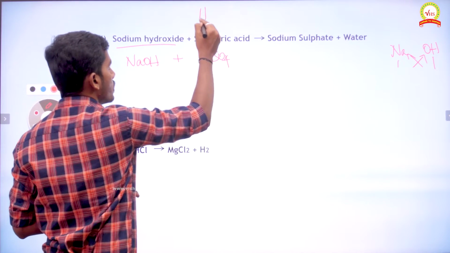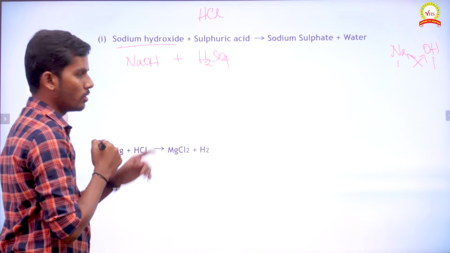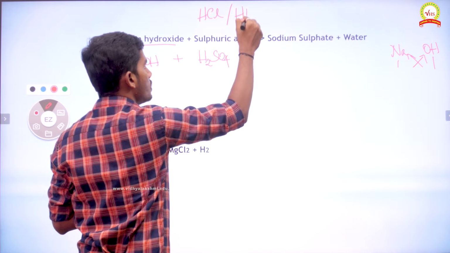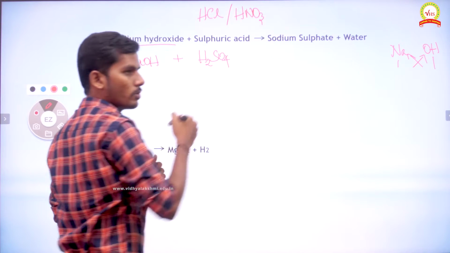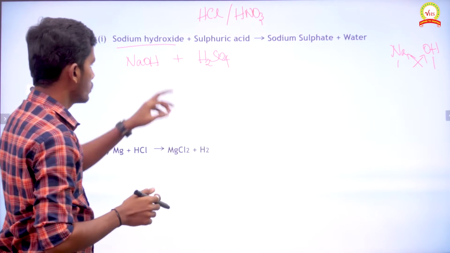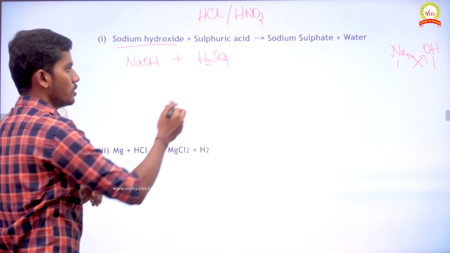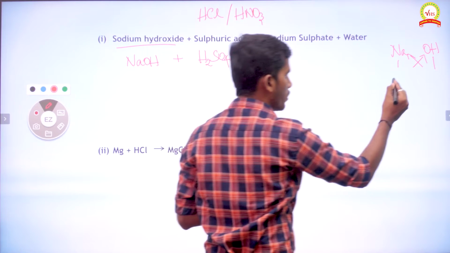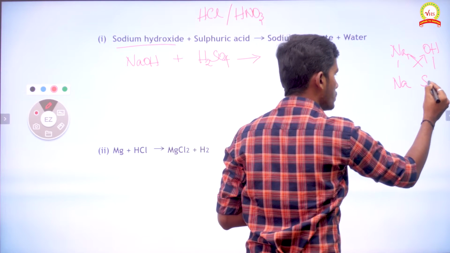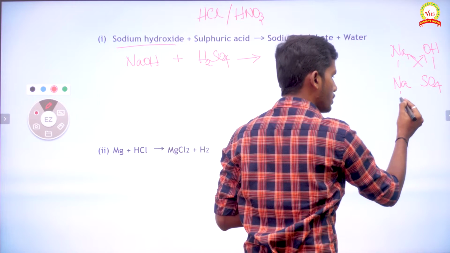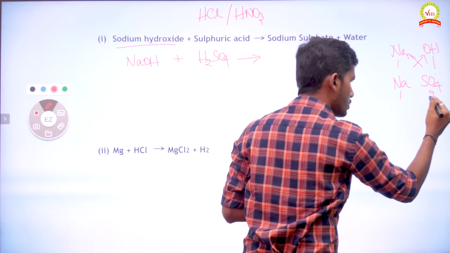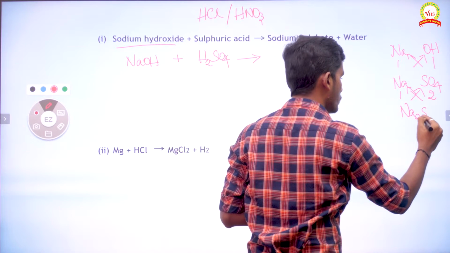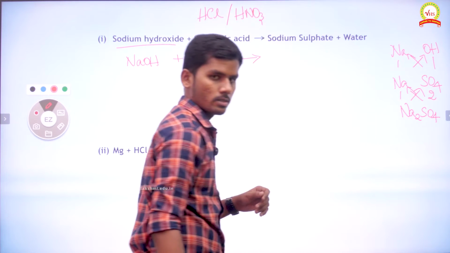Hydrochloric acid is HCl. Sulfuric acid, H2SO4. And nitric acid, the formula is HNO3. Okay, so these are the major acids we know. So in this equation they have mentioned sulfuric acid. So it produces sodium sulfate. Okay, sodium symbol we know is Na, sulfate symbol is SO4, sodium valency 1 and sulfate valency is 2. So if we swap, it will form Na2SO4. Okay, this is how it is formed.